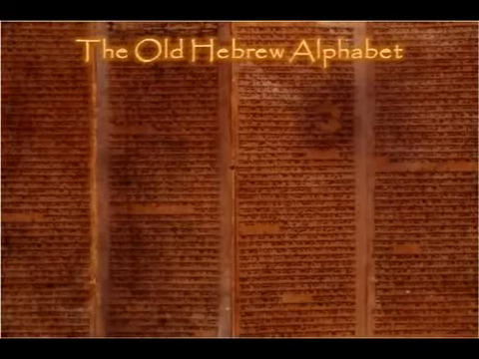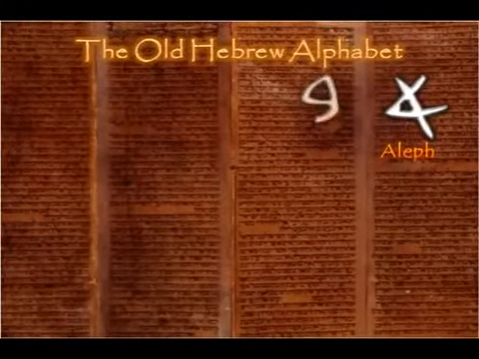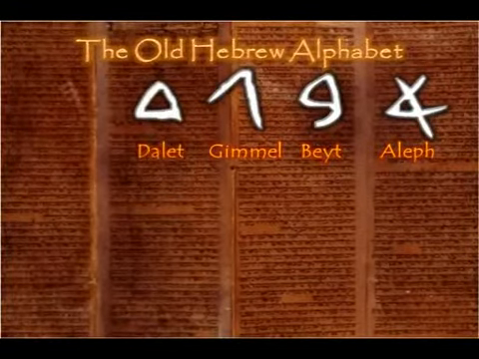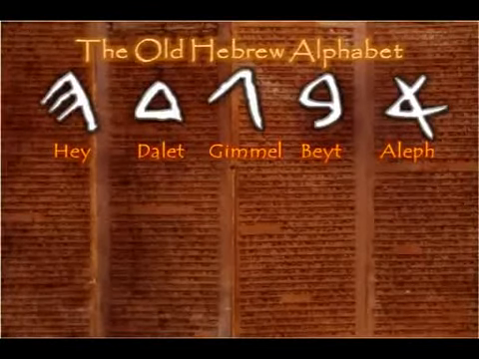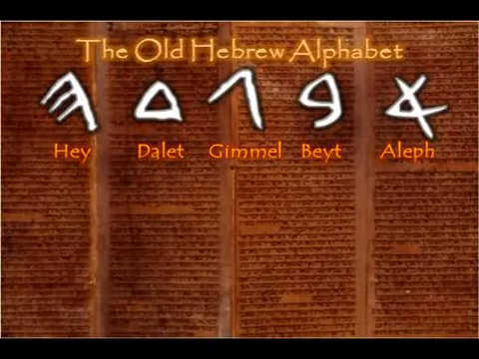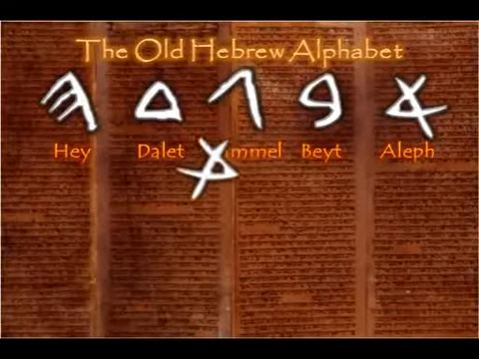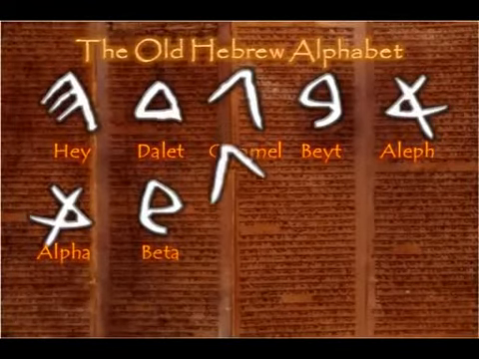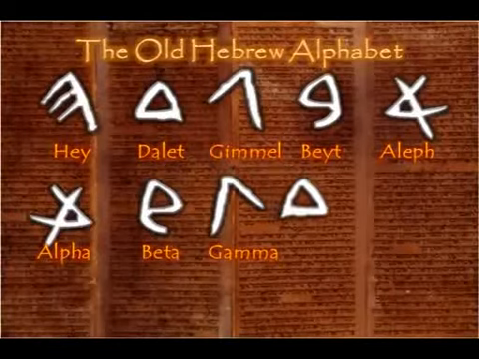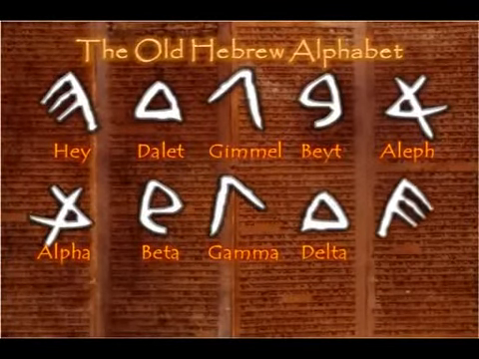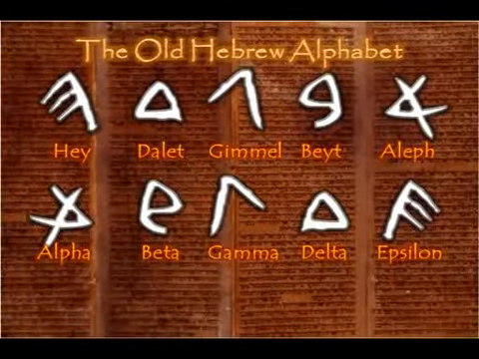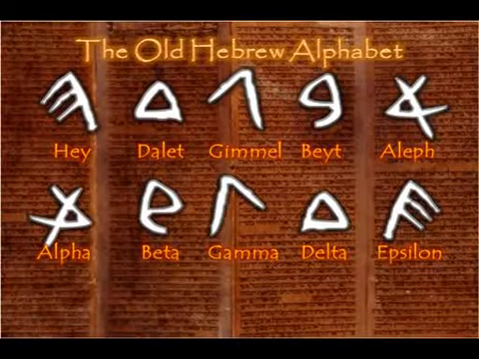Here we see the first 5 letters of the Old Hebrew alphabet: the Aleph, Bet, Gimel, Dalet, and He. But when reversed, we see the ancient Greek alphabet: the Alpha, Beta, Gamma, Delta, and Epsilon. Note that the original Hebrew names of these letters were retained for the Greek alphabet.